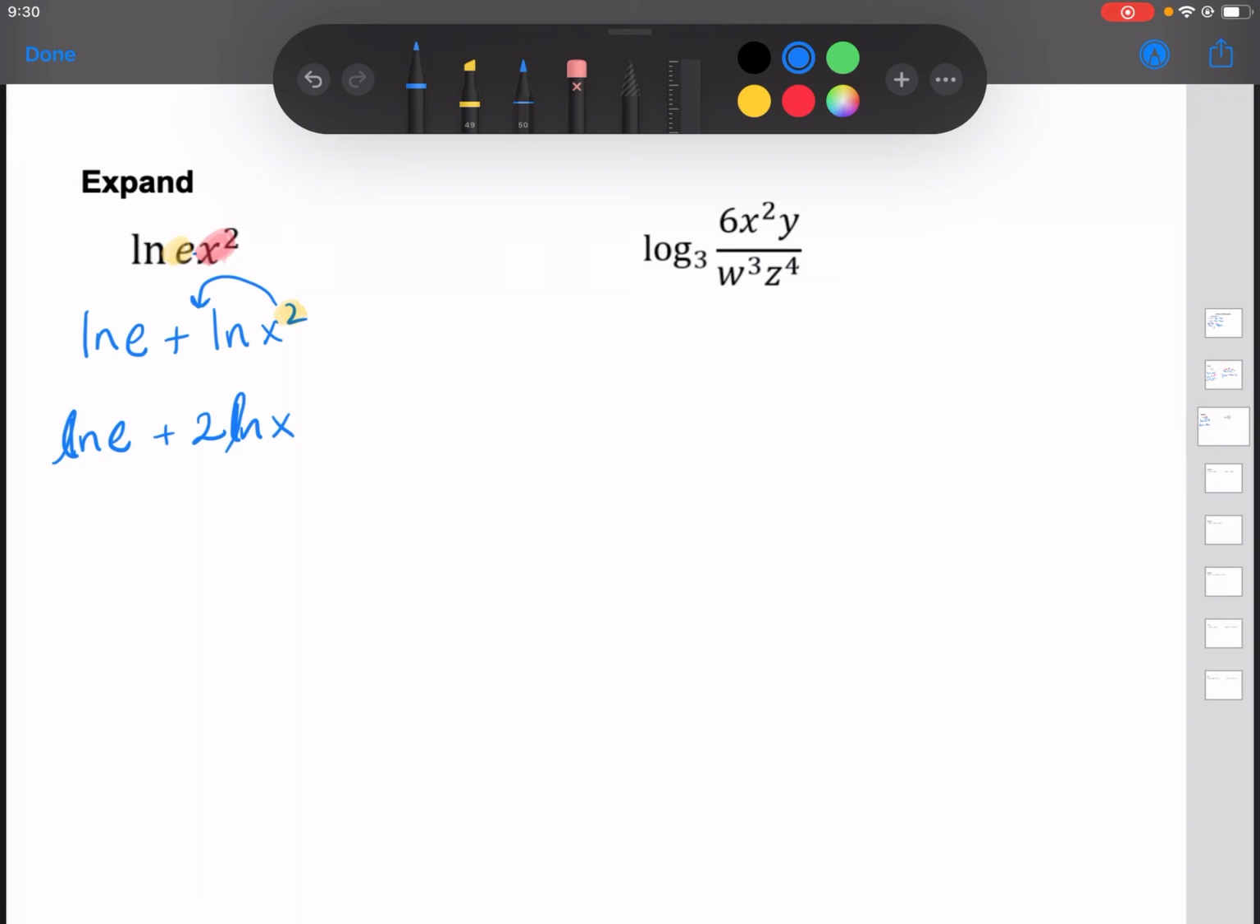And then if there's any log that doesn't have a variable, and remember e is not a variable, that's an actual number, then we simplify it. Remember, natural log is base e, so this is log base e of e, which simplifies down to just 1. So we have 1 plus 2 natural log of x.